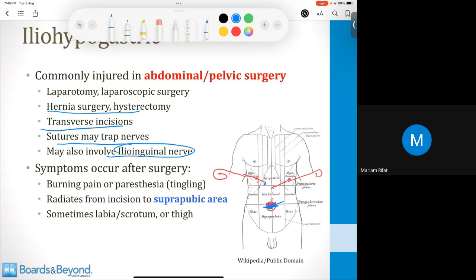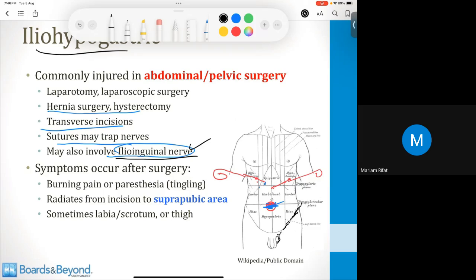The ilioinguinal nerve basically comes through the inguinal canal, just like that. It supplies a certain sensory region in the scrotum or mons pubis. This is going to be one of your UWorld MCQs as well. The ilioinguinal can also get damaged in association with the iliohypogastric nerve, which we'll be discussing in our further modules.